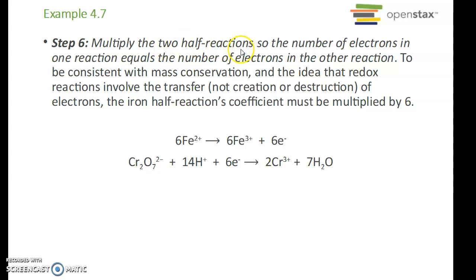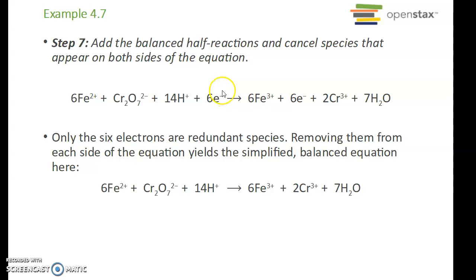Multiplying the 2 half reactions so the number of electrons in one equals the number in the other, to be consistent, you have 6 Fe2 plus going to 6 Fe3 plus to give you 6 electrons here, which balances with the ones here. So when you combine these, they will cancel out. You're adding the balanced half equations and canceling the species that are common. So only the 6 electrons are redundant. Removing them on each side yields a simplified balanced equation.